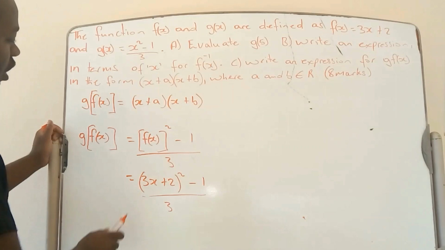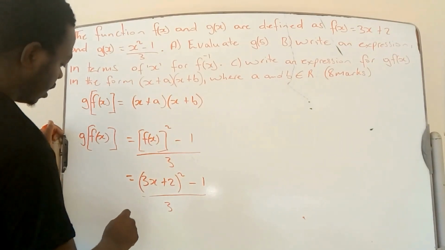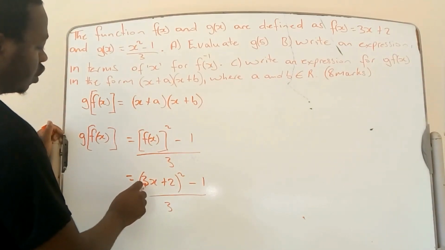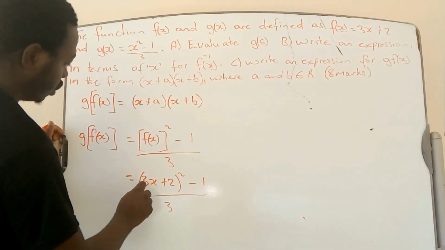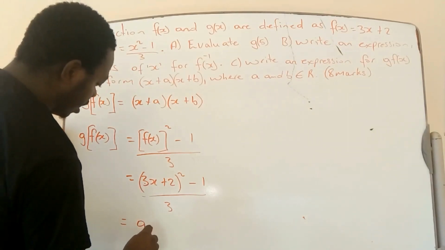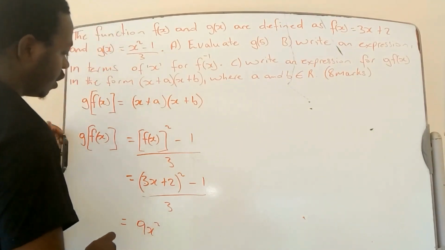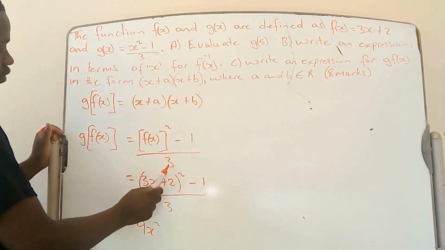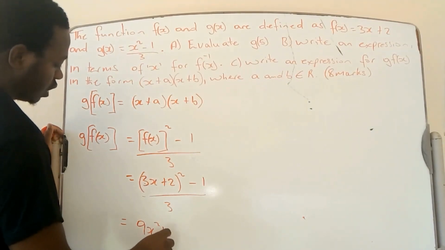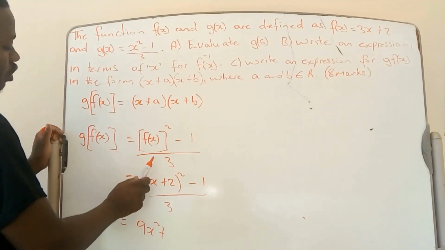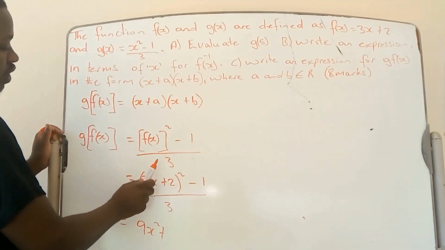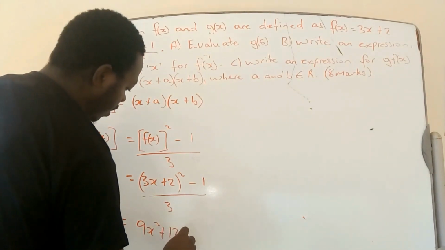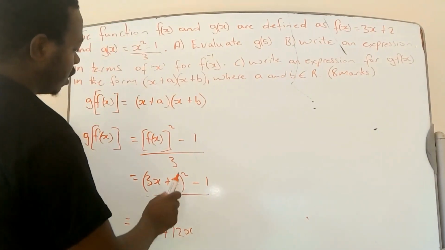Right? We can expand this part, right? And if we expand this part, square the first term, so square 3x, that gives us 9x squared, right? We're going to have plus 2 times 3x, that's 6x, plus another 6x, that's going to be 12x, right?